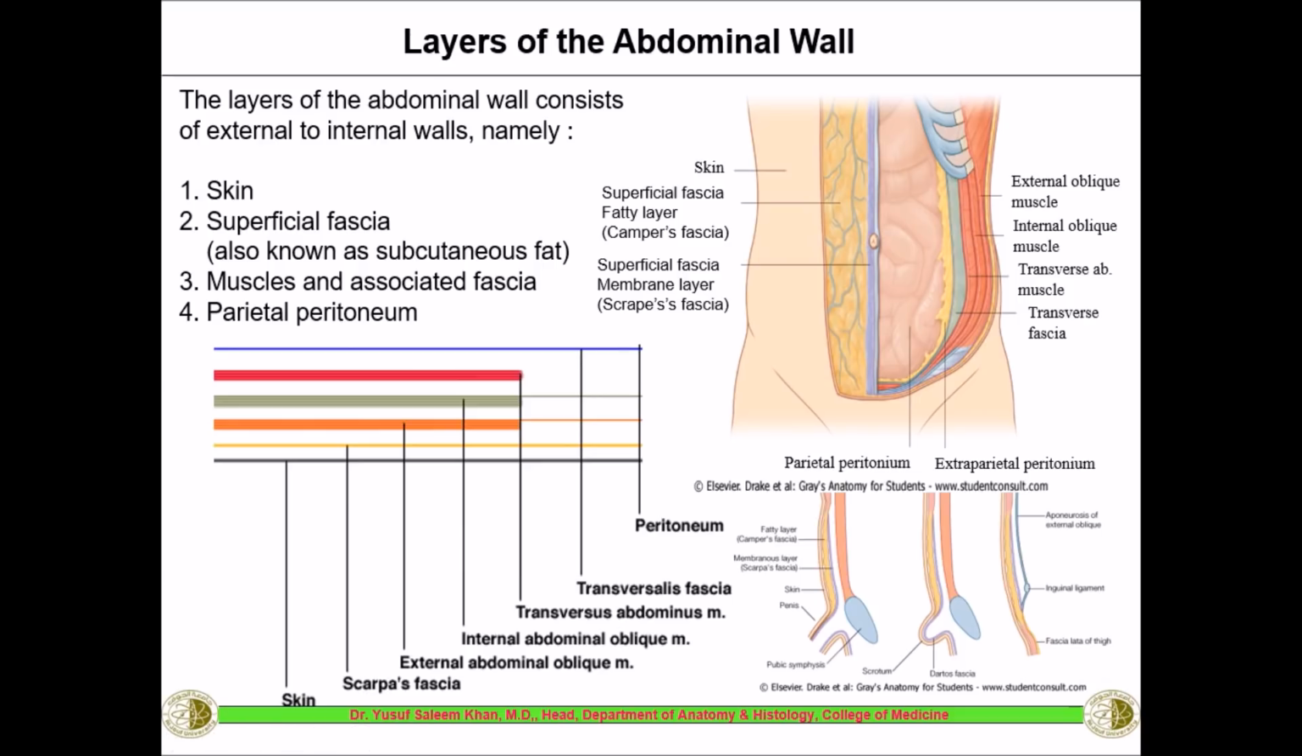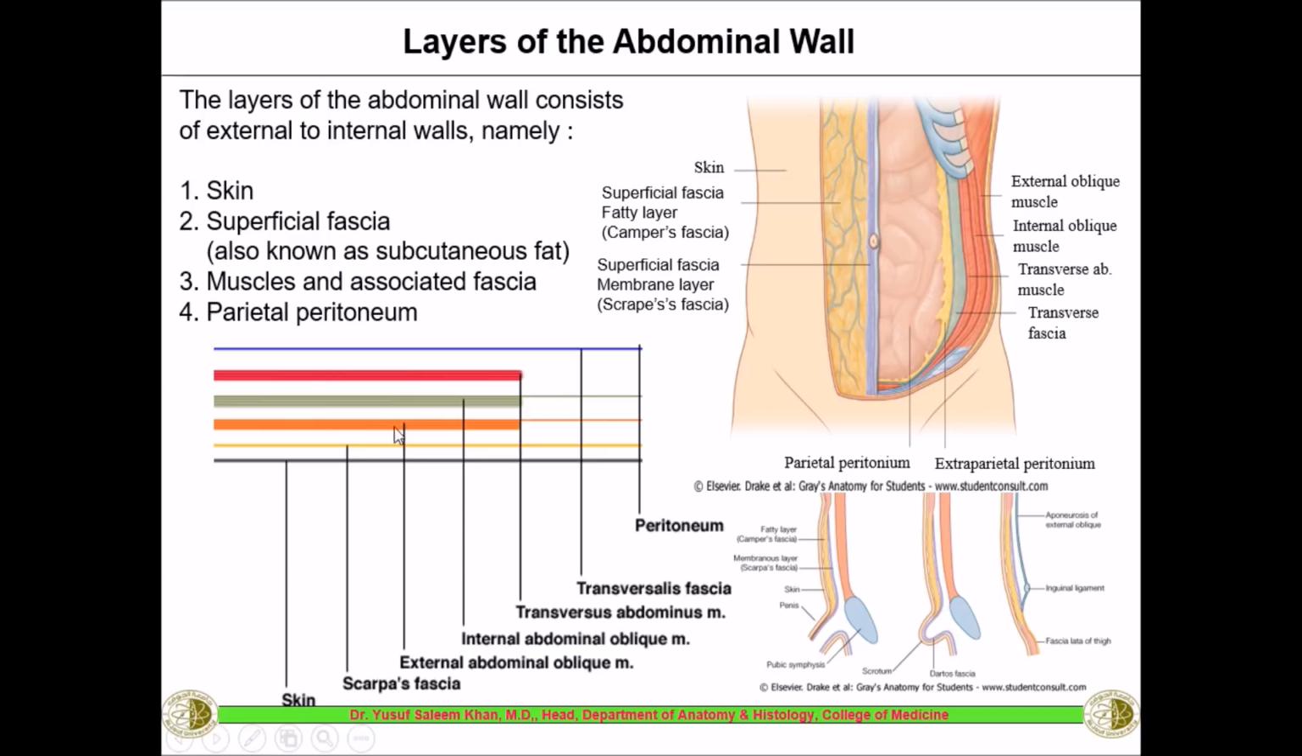Superficial fascia is very typical here because it has 2 layers, especially in the lower part of the abdomen. The superficial fatty layer is called the camper's fascia, and deep inside there is a membranous layer which is called Scarpa's fascia. So these are the 2 layers which are very typical to the abdomen, especially in the lower part. One part of the superficial layer will be the fatty layer, and deep inside we have the membranous layer.